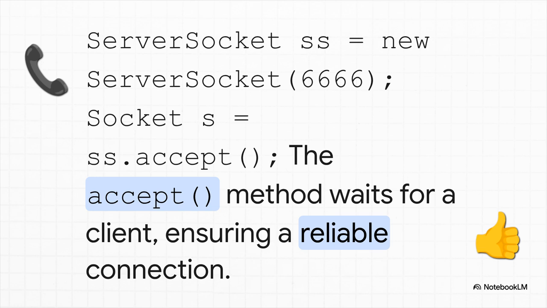The server creates a ServerSocket on a specific port, which is basically like waiting by the phone for a call. And that accept method, it does exactly what it sounds like. It just sits there and waits for a client to connect. Once it does, a brand new dedicated socket is created, and that reliable two-way conversation can finally start.